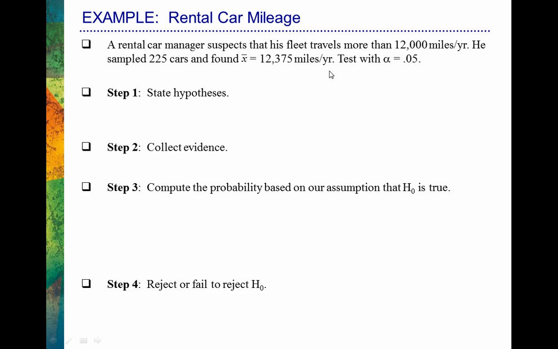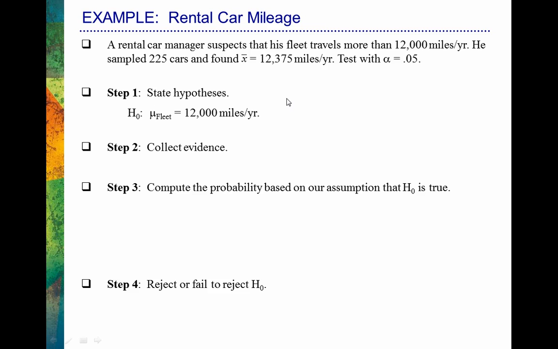And again, we're going to set this up like it is a one-tailed test. In this case, the manager is suspecting that his fleet travels more than 12,000 miles. So on that distribution, when you think about a number line, 12,375 is on the right side of 12,000. So this would be a right-tailed test.